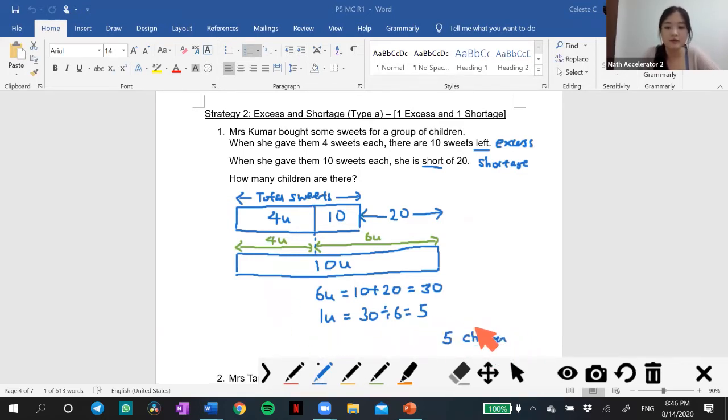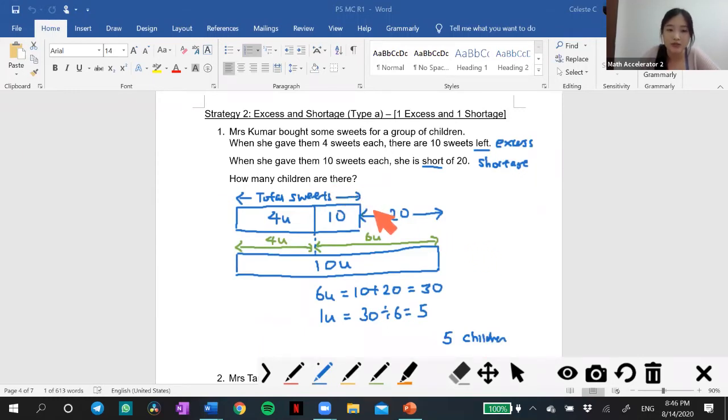If you ask me, hey, why 5 children? Why is this the answer? If you look at this model here, total sweets, you have 4 units here. So if I give all of these 5 children 4 sweets each, 4 units will be 4 times 5. And then you add the leftover 10 here. That will give you the total number of sweets. So for this kind of question, 1 unit will always be the number of children, but they won't always ask you for that.